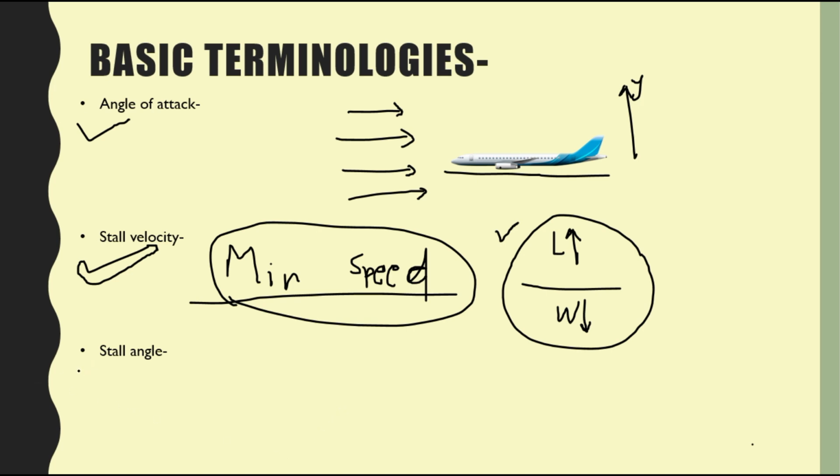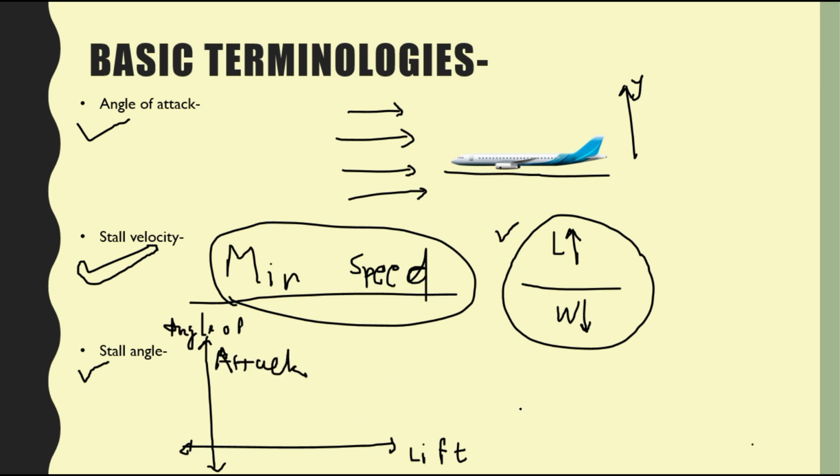Now we are heading to the next term, that is the stall angle. What exactly a stall angle is, I'll explain with the help of a graph. This is a graph of lift versus the angle of attack of an aircraft. Now I would like my plane to come over here in order to explain that.